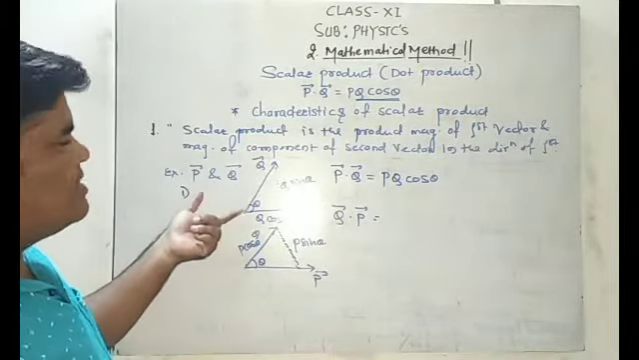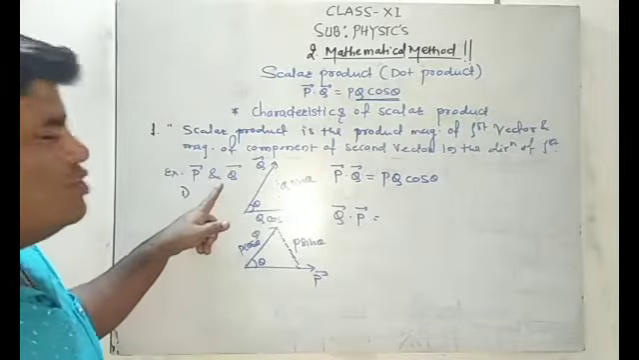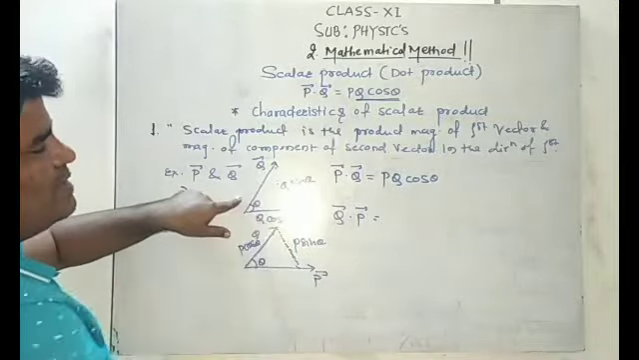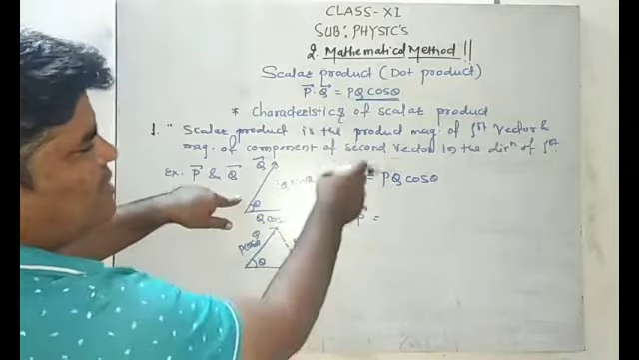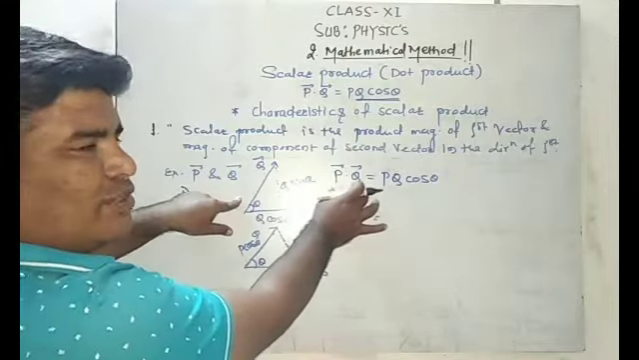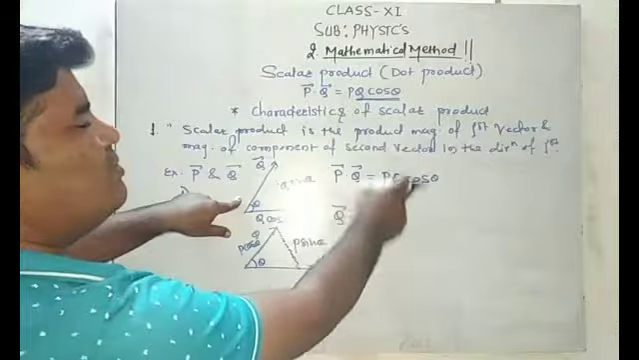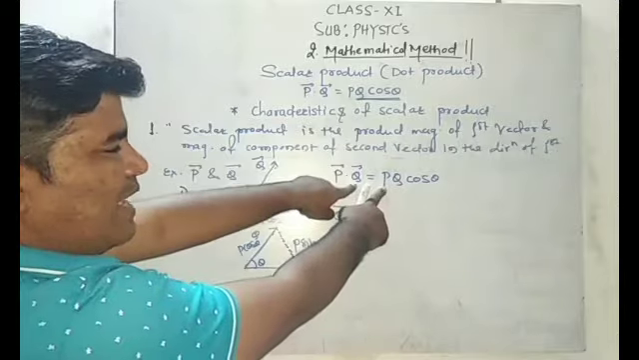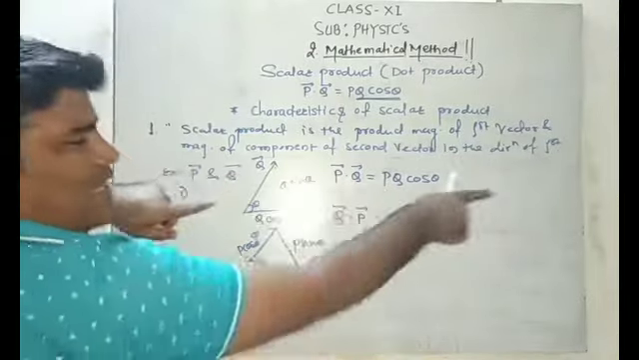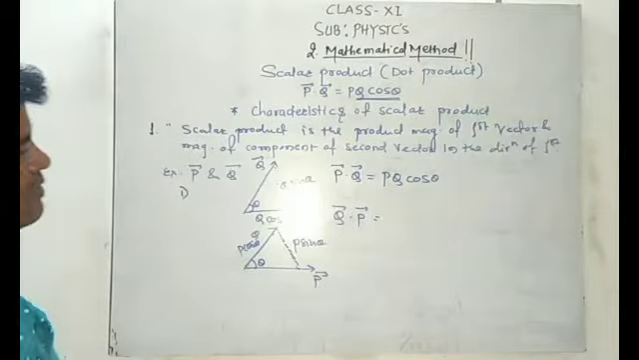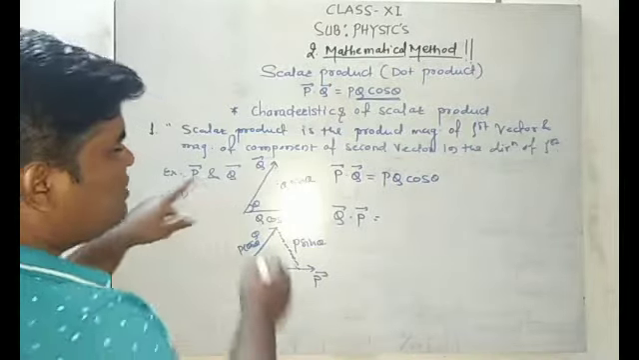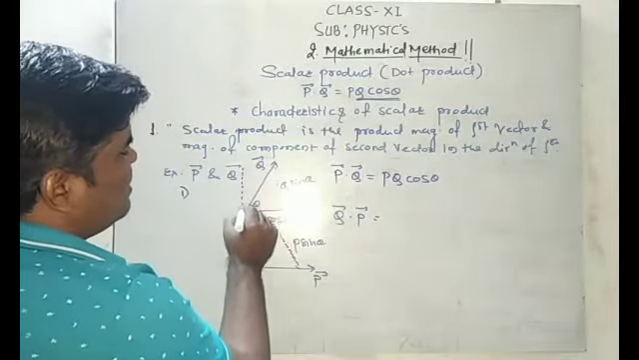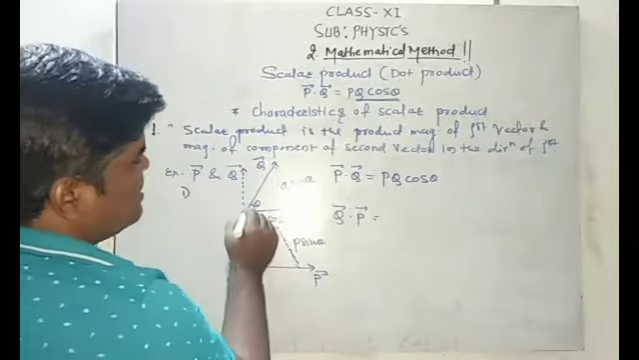So here there are some examples. If two vectors P bar and Q bar are there, this is P bar and this is Q bar, and theta is the angle between these two vectors. So what does our definition say? If we multiply P bar dot Q bar, then the product is the magnitude of the first vector and the magnitude of the component of the second vector in the direction of the first vector. Now here we have to make components of this Q. So this is the vertical component, and this is the horizontal component.